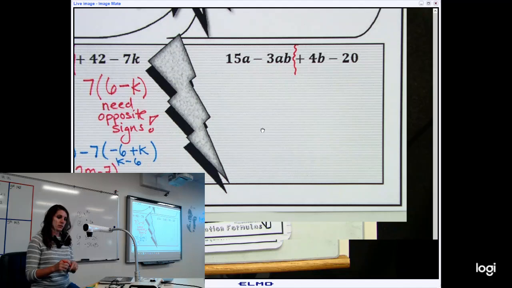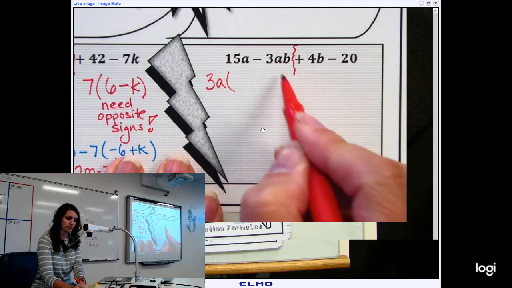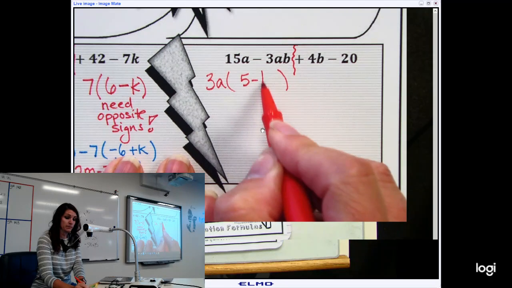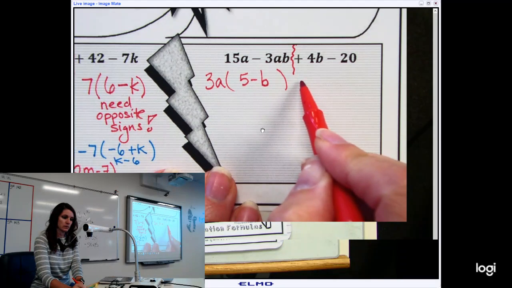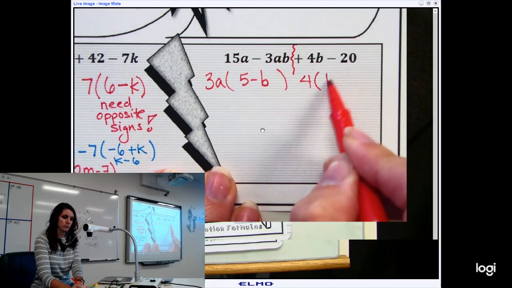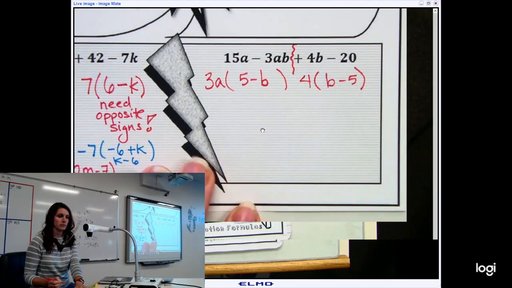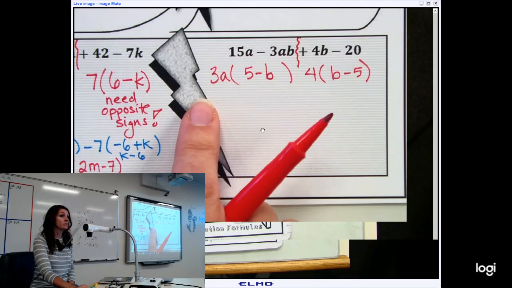Greatest common factor on the left. 3. What's left behind? 5 minus B. Yeah. All right, and greatest common factor on the right? 4. B minus 5? And you've got to switch the sign. Yes, but at first, I actually did negative 3A. Okay, you'll have the same answer then. Yeah. That's good. That's great.